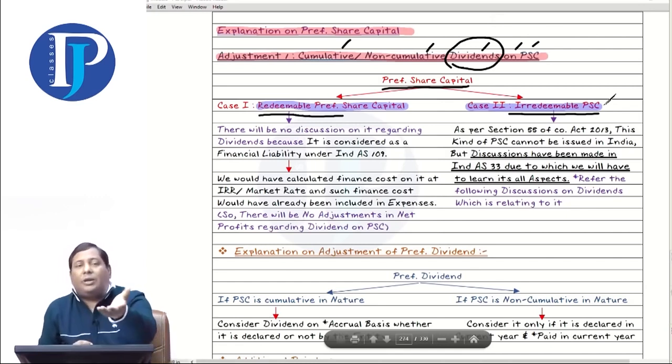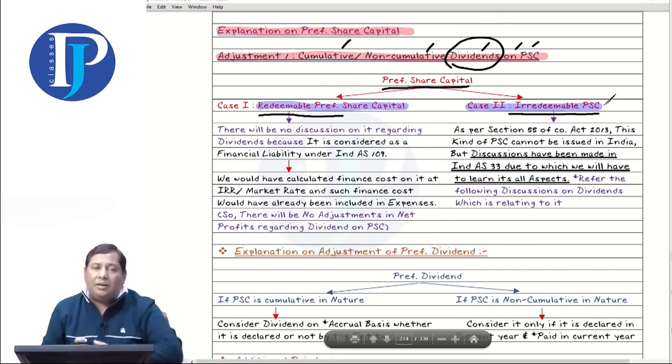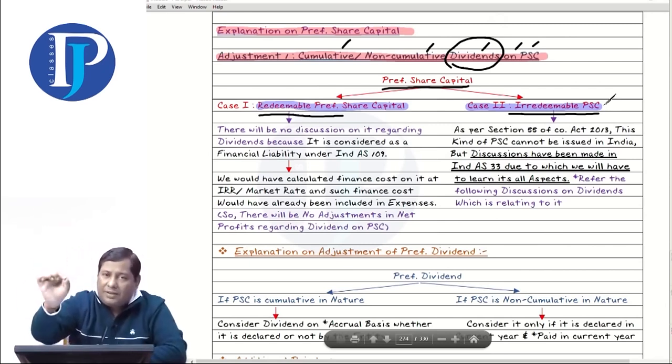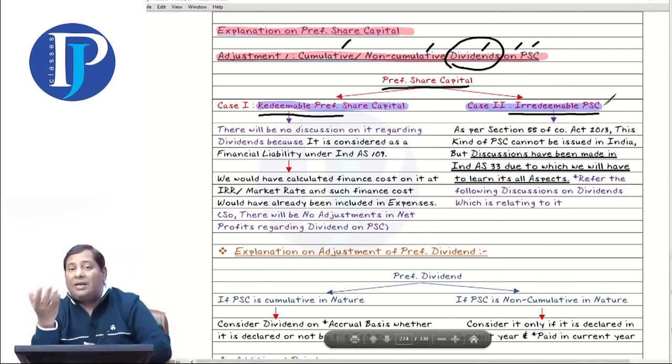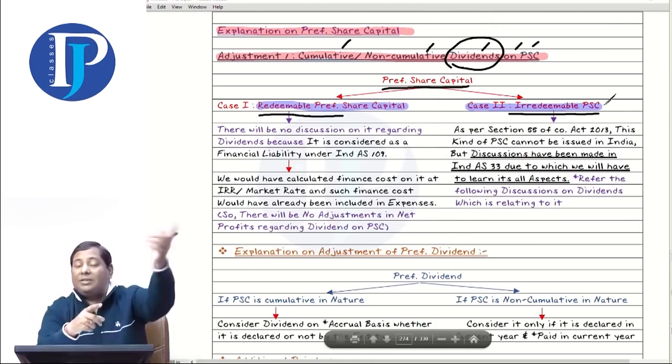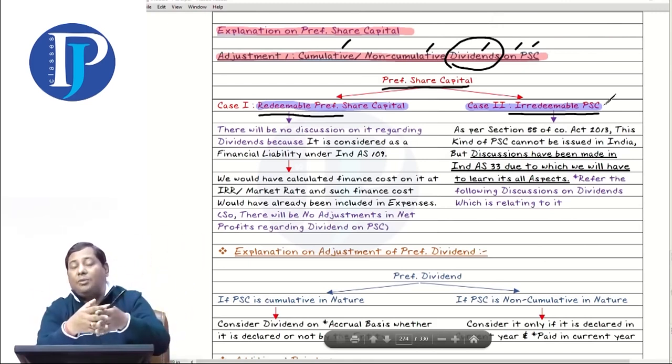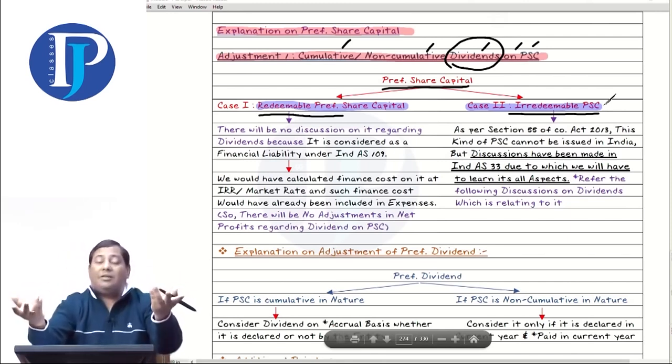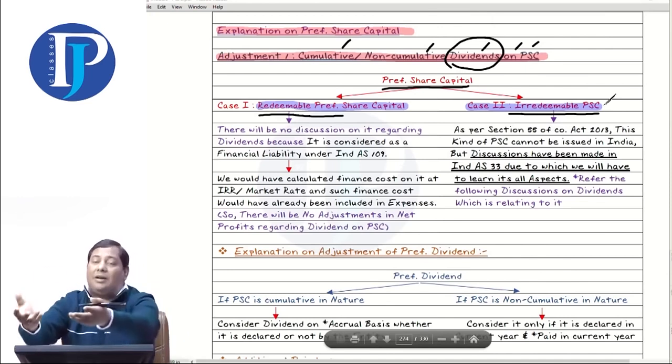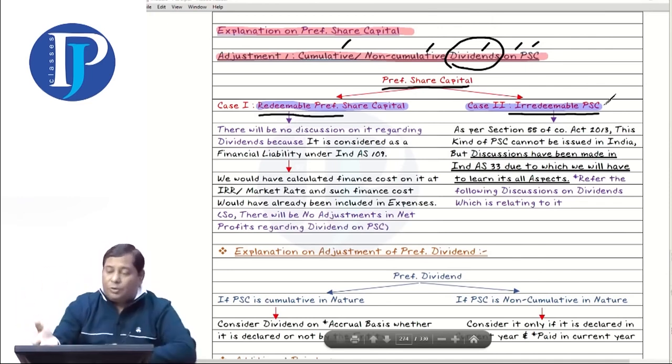Ind AS has points, so I explained it as you won't get it practically. So your irredeemable preference share capital is an equity instrument, because when you don't have to pay, then there is no financial liability. Its definition given in Ind AS 32 states there should be some cash outflow. The accurate definition is that there should be a contractual obligation to deliver cash. But there is not. When we don't have to return money, then irredeemable preference shares are an equity instrument.